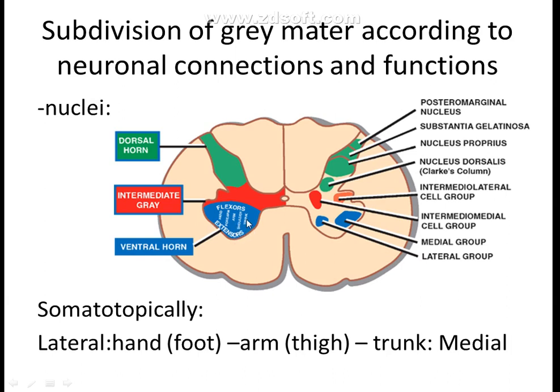And also they found that the ventral part of the motor gray horn is responsible for supplying extensor muscles by motor activity, while dorsally the neurons supply the flexor muscles. And such an arrangement is called somatotopia, or somatotopical arrangement of neurons.